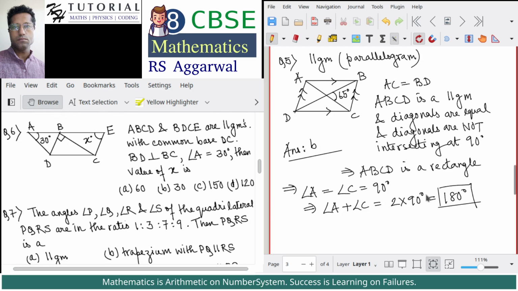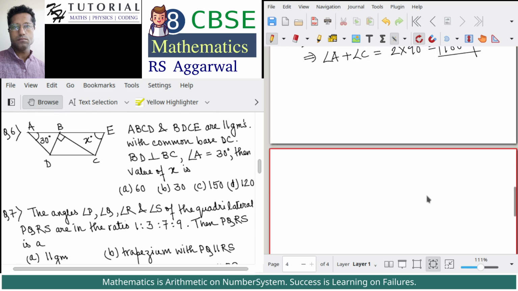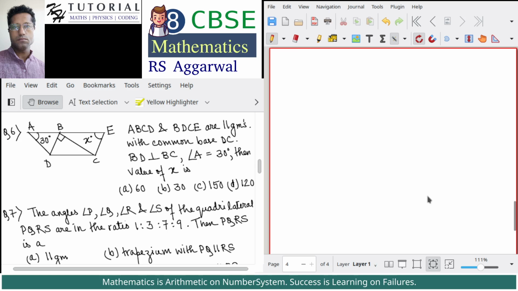Okay, let's do question number 6. ABCD and BDCE are parallelograms. Let me draw the diagram large enough so that it will be easy to mention and label the angles.